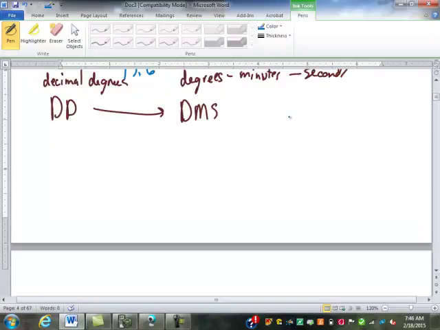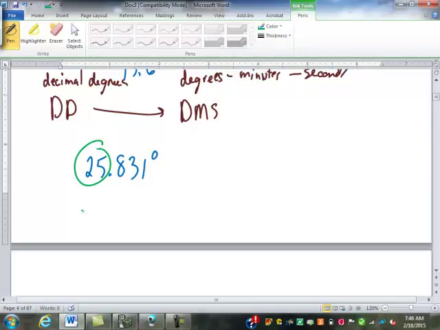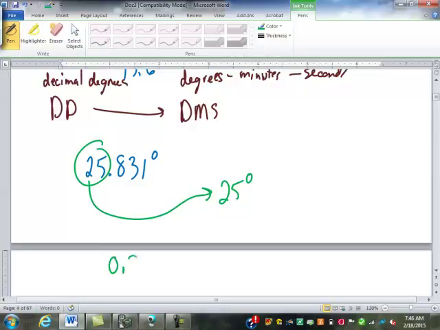Divide the point, whatever. Close. You've got the right idea. Let's say we have 25.831 degrees. The part in front of the decimal point, that is 25 degrees. We don't do anything with it. It's the 0.831 now that we're going to work with. That is degrees. We want it to be minutes.